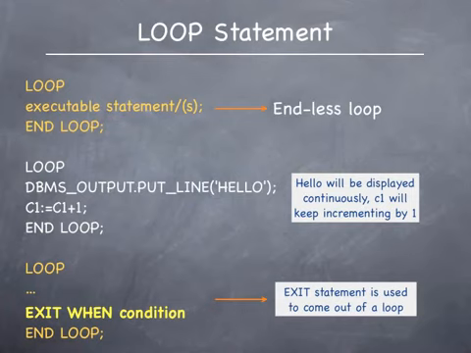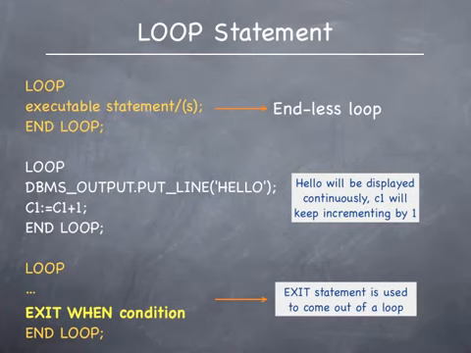An example is shown on the slide where you have the word loop followed by a DBMS output line statement displaying the word hello on the screen, followed by a statement that increments the current value of C1 by 1. The loop closes with the word end loop. Now the problem with this loop structure is that it is an endless loop. The program does not know when to stop looping, and you land up with a programmatic error.